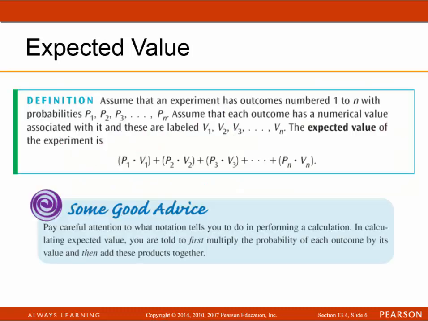So here we have a formal definition of expected value. Let's assume that an experiment has outcomes numbered 1 to n, and each one of those outcomes has probability P1, P2, P3, all the way to Pn. Now assume that each outcome also has a numerical value associated with it, and these are labeled V1, V2, V3 to Vn. So the expected value of this particular experiment is P1 times V1 plus P2 times V2 all the way to plus Pn times Vn. Now you have to be careful to multiply the probability times the value first for each individual item and then add them together, and that gives you the expected value for that experiment.